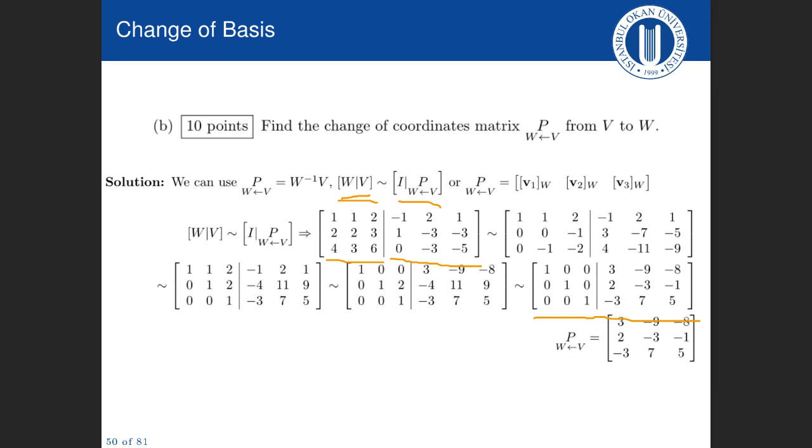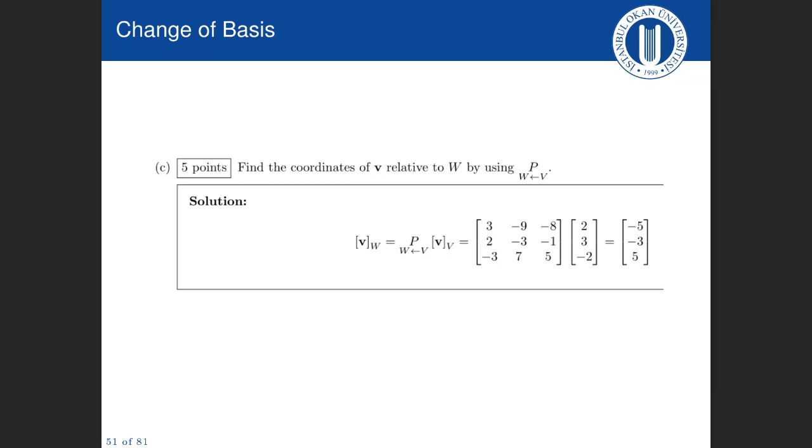So it's similar to the examples we were doing. And then part C of this question said, find the coordinates of the vector v that we've had before relative to W by using the change of coordinates matrix. We know the coordinates of v relative to V. We know the change of coordinates matrix from V to W. We want the coordinates of v relative to W. So we do matrix multiplied by vector and we get the answer.